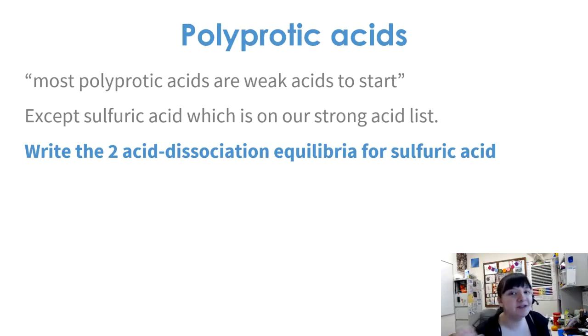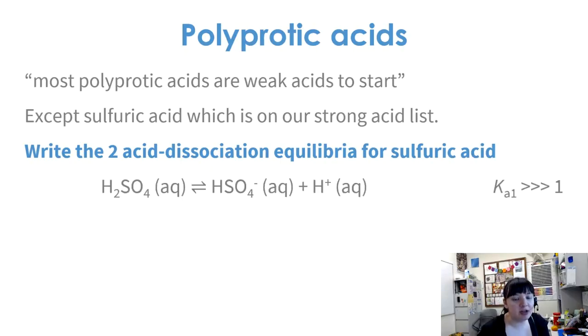All right, so hopefully you've taken some time to write out the acid dissociation equilibria for sulfuric acid. As a reminder, sulfuric acid is H2SO4, and when it dissociates, that first dissociation is just going to be losing the first proton. So starting with H2SO4, we turn that into HSO4 minus as well as H plus. This has an acid dissociation constant of Ka1, we'll call it. And again, because this is a strong acid, Ka1 is going to be very large. I show it here as much greater than 1.